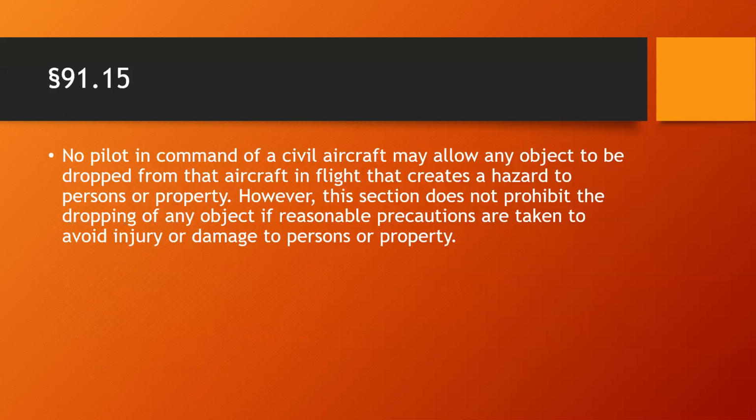Part 91.15. No pilot in command of a civil aircraft may allow any object to be dropped from that aircraft in flight that creates a hazard to persons or property. However, this section does not prohibit the dropping of any object if reasonable precautions are taken to avoid injury or damage to persons or property. So yeah, this one's kind of self-explanatory, but basically you can't drop stuff out of your airplane unless you make sure that whatever you're dropping isn't going to hurt somebody.